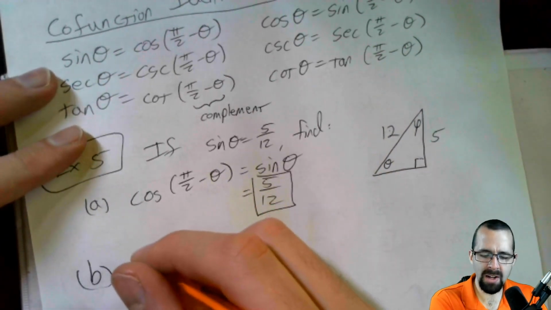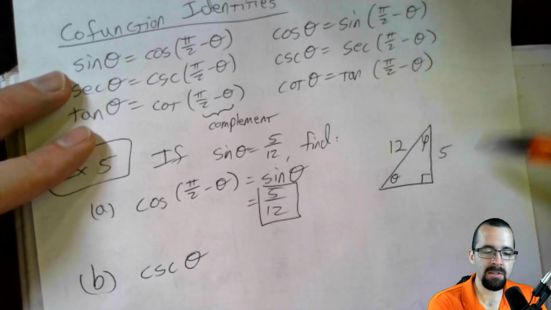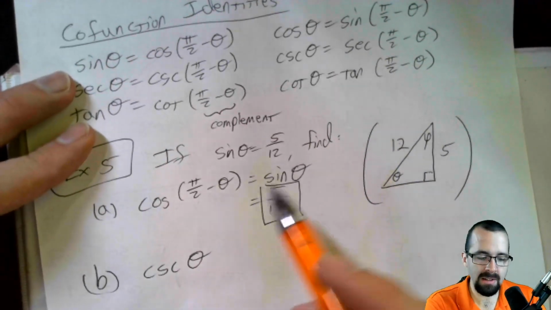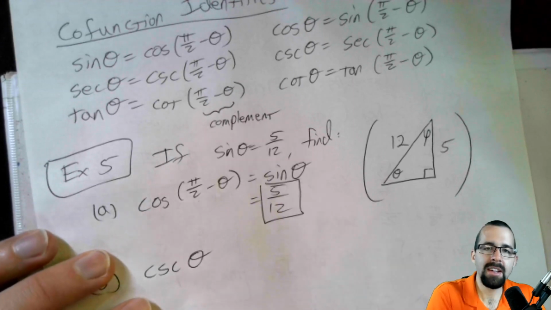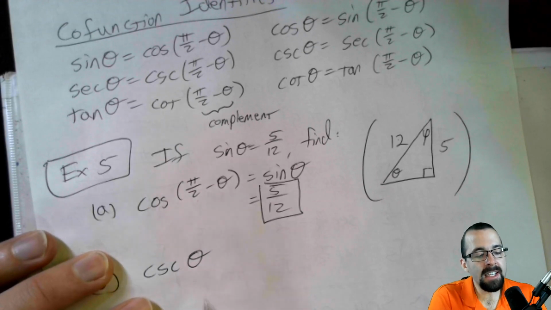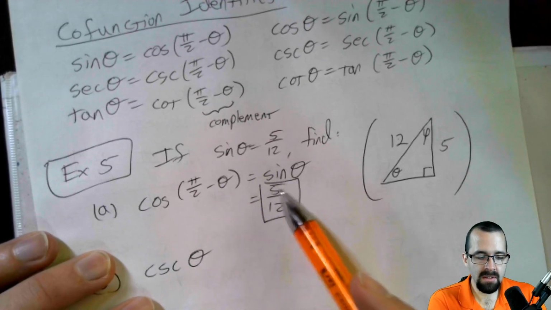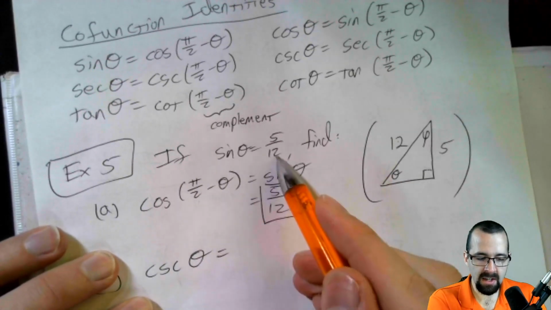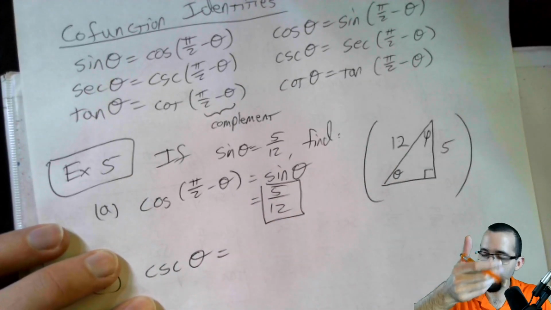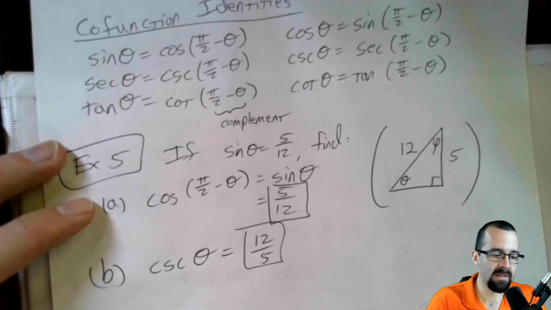Anyway, let's move on. Cosecant of theta. What is cosecant of theta? And again, let's forget about this picture for now. We'll put this in giant parentheses. You could look at that, but we're not going to. Well, this is a silly problem right here because we already know the answer. Cosecant is the reciprocal function of sine. We already found out what sine was. So cosecant is just going to be the reciprocal. Sine of theta is 5/12. Cosecant is going to be 12/5. There we go.